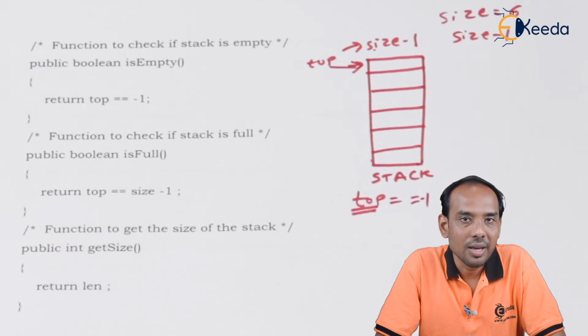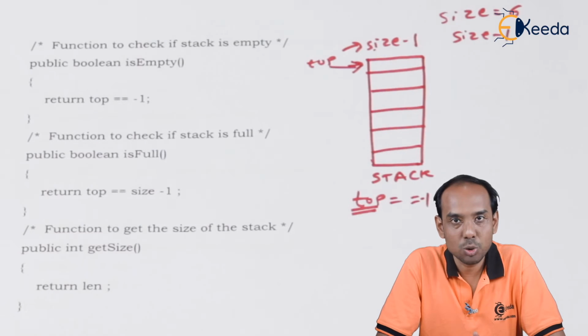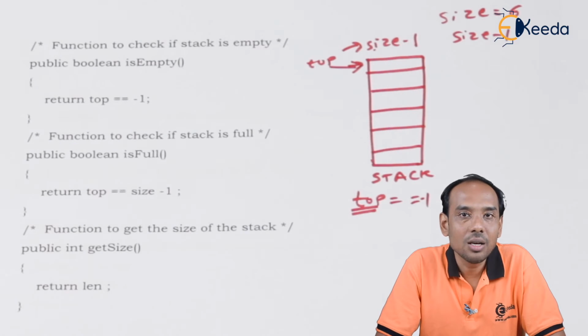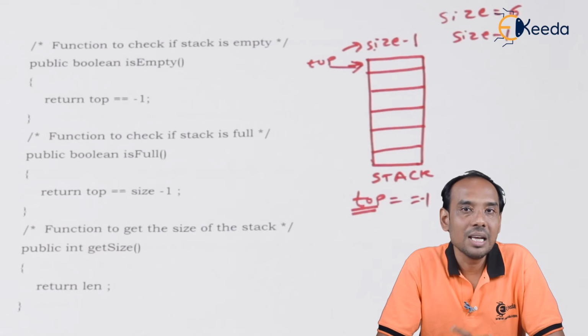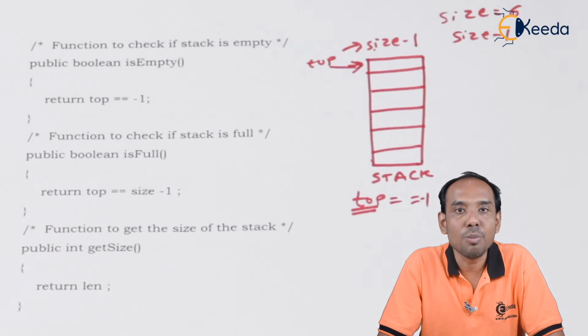Remember, isEmpty is going to check whether values are present or not. In that case I'm going to return the value of top as -1. And if the stack is full, I'm going to return the top value as the stack value, which is the size value. So the size variable will be there, size -1 will be pointing to the top. So in that case we will return top equal to size -1 in case the stack is full.